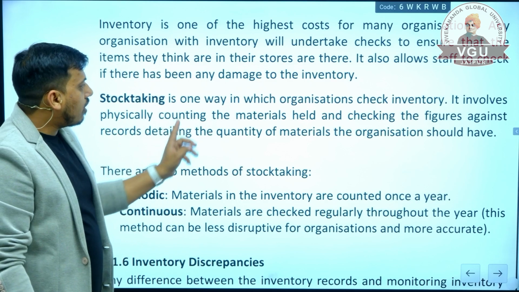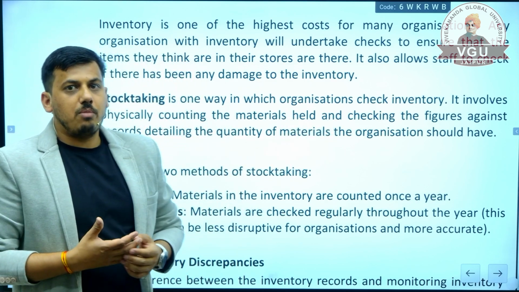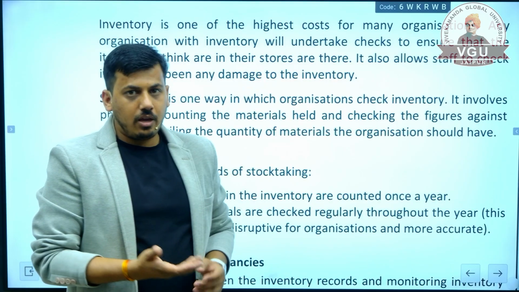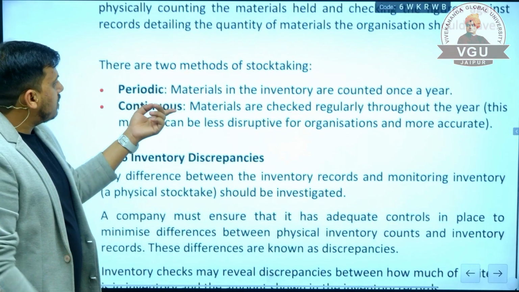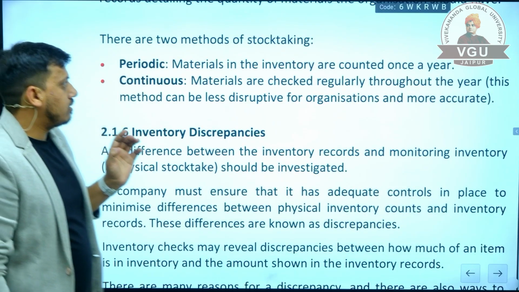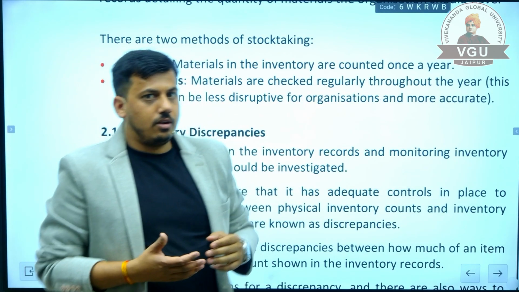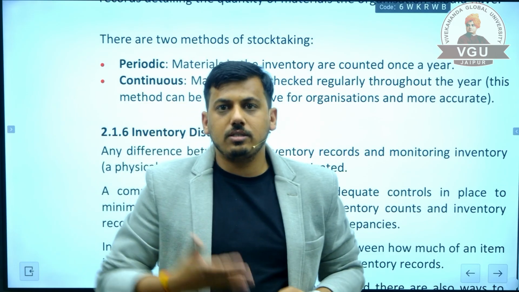Stock taking is one way in which organizations check inventory. Stock taking means regular checking of the inventory. It is of two types. First one is periodic and second one is continuous. Periodic means materials in the inventory are counted once in a year, that is, after a certain period.